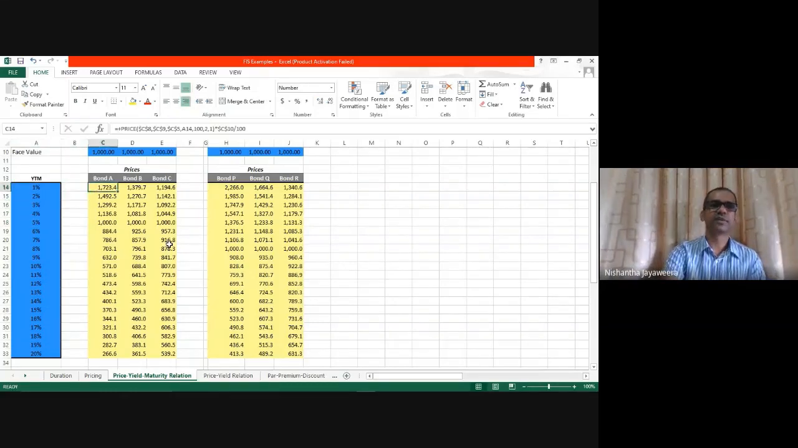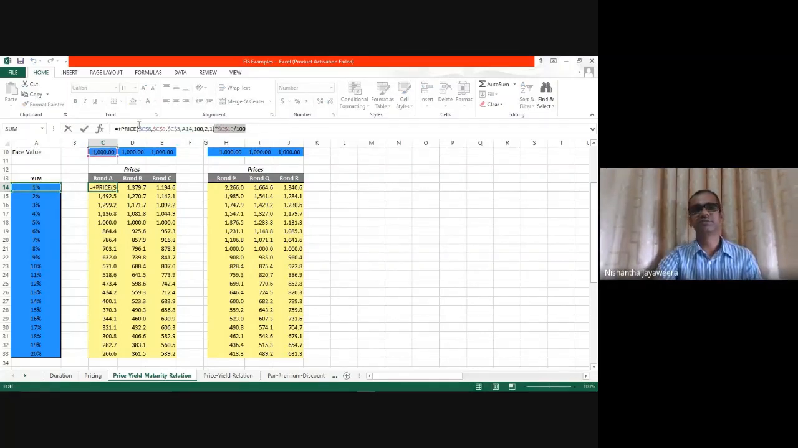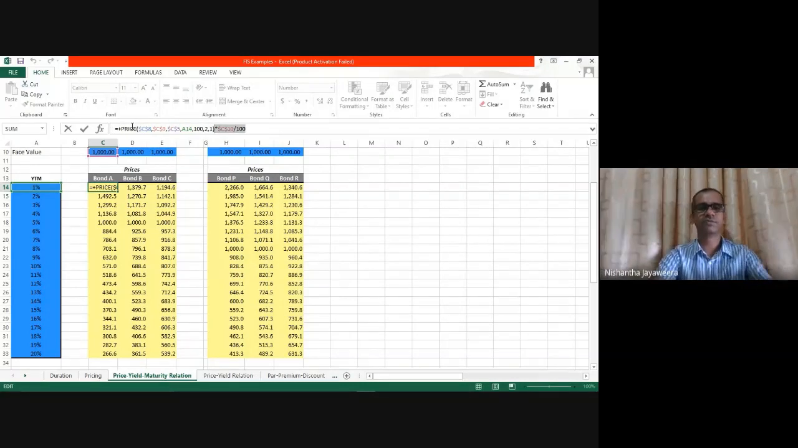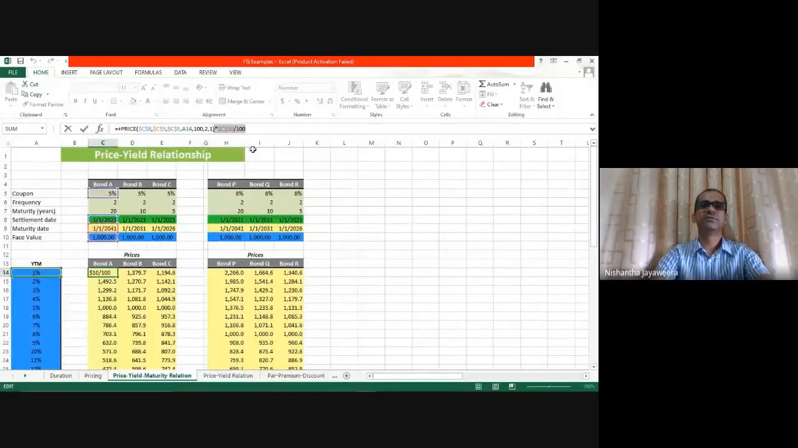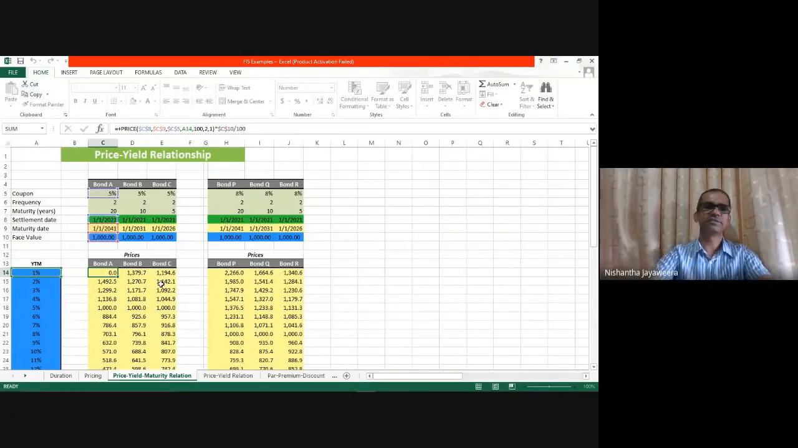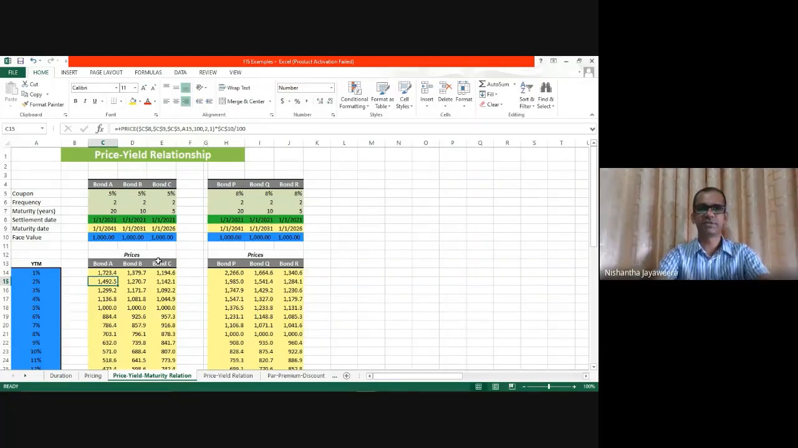I used the price equation, and this part is this part. This is the adjustment, because from this equation you get the price of a bond with a face value of 100, but I need the price of a bond with a face value of 1000. So I did that adjustment. Now what is the difference between these three bonds?